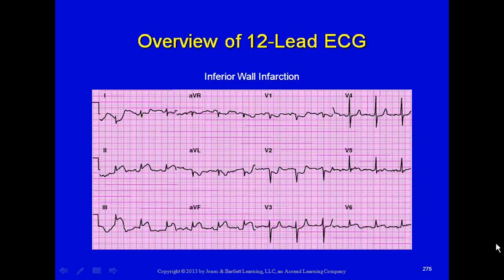I'm looking for some reciprocal changes. I should see some depressed ST segments in either lead 1, AVL, or the V leads, or both. So as I'm looking at this, I look at lead 1, and I've got a little bit of ST segment depression. It's a little more clear in AVL, and it's real clear in V1, V2. So I do have some reciprocal changes, which means these elevated ST segments that I'm seeing in 2, 3, and AVF are in fact an infarction.